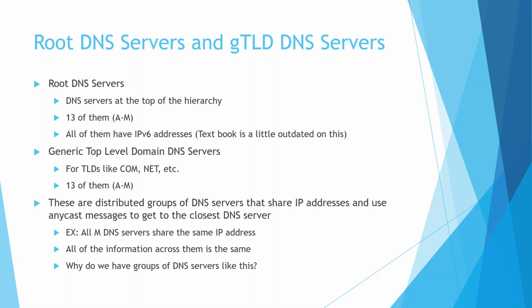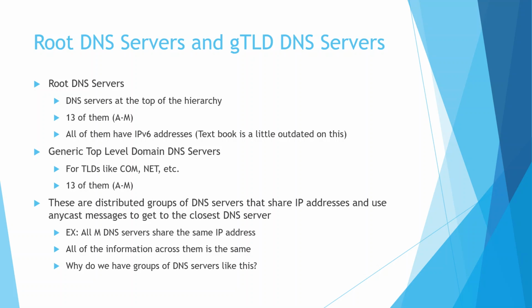The textbook is a little bit outdated on this. I believe it said there were like 9 or something like that at the time the book was published. But all of them nowadays have IPv6 addresses. And then you also have generic top-level domain DNS servers, and they follow a very similar structure. So we have com, net, org, gov, all of these top-level domains. There are 13 of those as well, so there's going to be generic top-level domain server A through M.